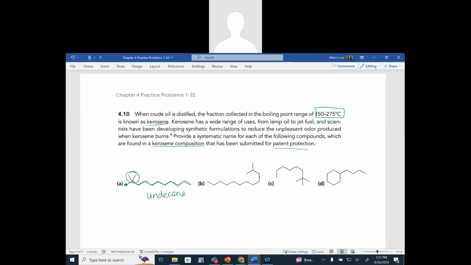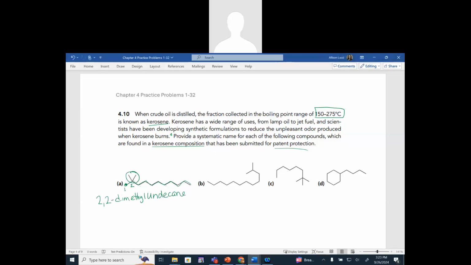So carbon 1, carbon 2. We have 2 methyl groups. So we would call this specifically a 2,2-dimethylundecane. So that is the name for our first structure here.